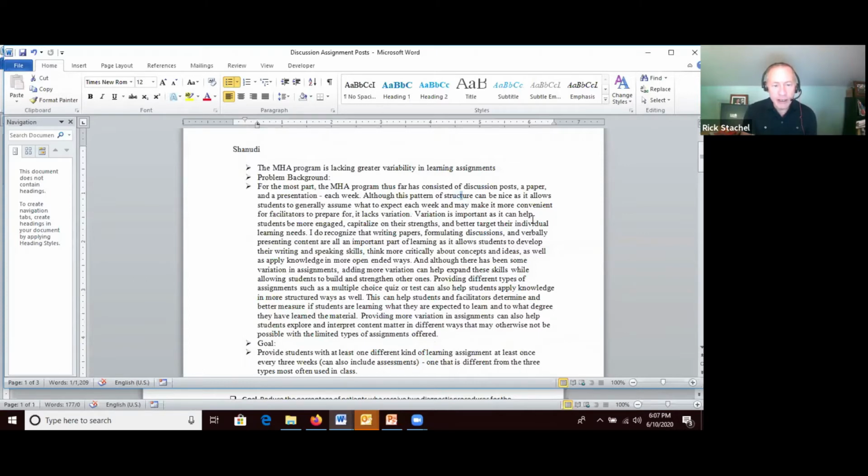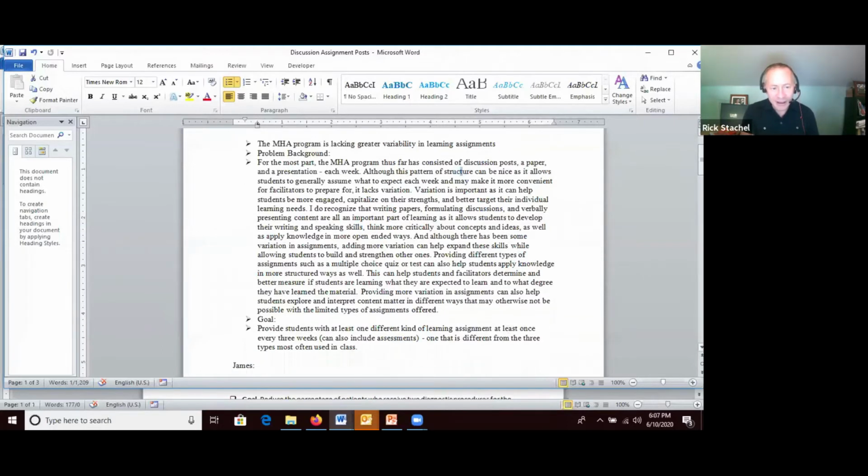Variation is important as it can help students be more engaged, capitalize on their strengths, and better target their individual learning needs. I do recognize that writing papers, formulating, and verbally presenting content are all important to develop writing skills, concepts, and ideas. And although there has been some variation in assignments, adding more variation can help expand these skills. Providing different types of assignments, such as multiple choice quizzes or tests, can also help students apply knowledge. And this can help students and facilitators better measure if students are learning, et cetera.